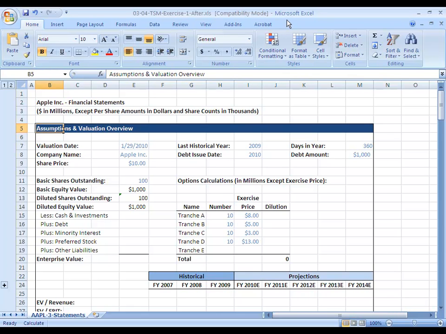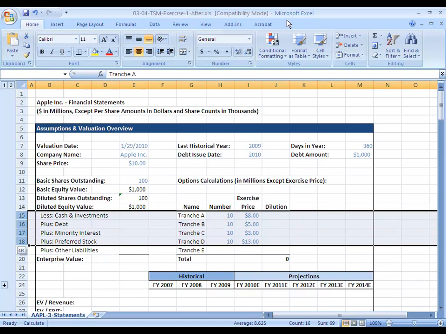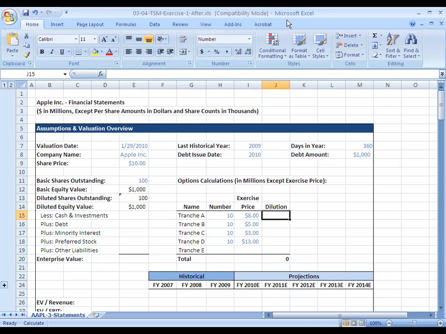So rather than dealing with 192.06 and 934,735,000 and numbers like that, I've switched this so we're dealing with 10, 100, 1, 10, and so on. What I want you to do for this exercise is to look at these four different tranches of options, tranche A through tranche D, and actually calculate the dilution yourself.